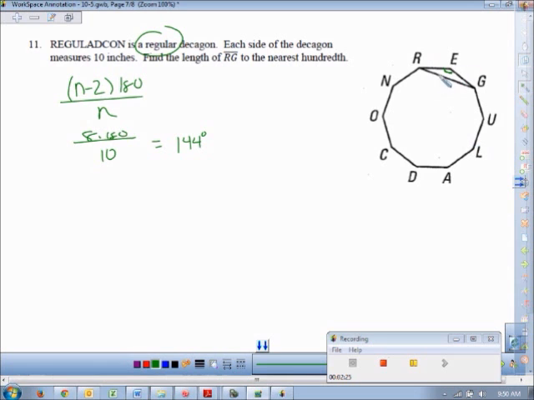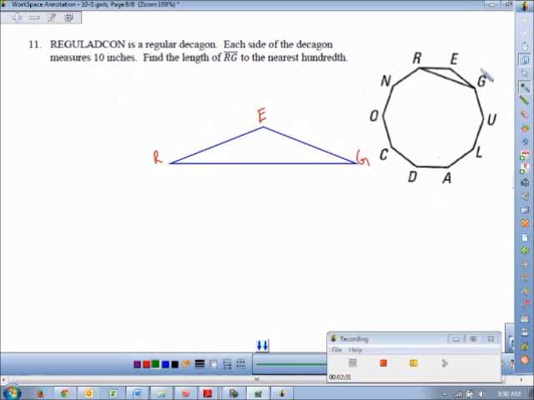This picture is too tiny for me to want to deal with. Please sketch a new picture of triangle REG. And we just figured out that that measured 144 degrees, and each side is 10 inches. Is that what it said? What kind of triangle is that? Can we use SOH CAH TOA on him right now? Why can't we use SOH CAH TOA? It's not a right triangle.